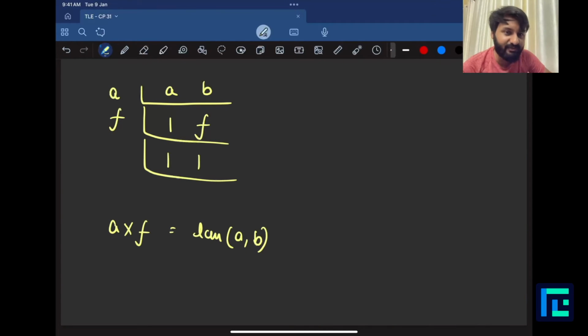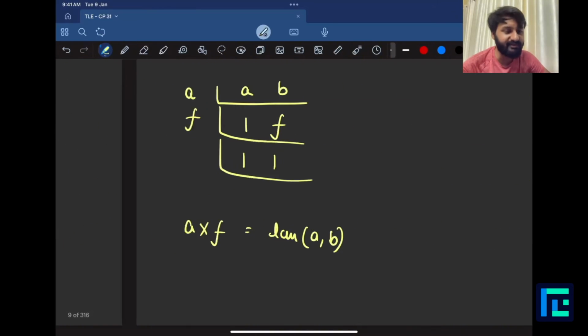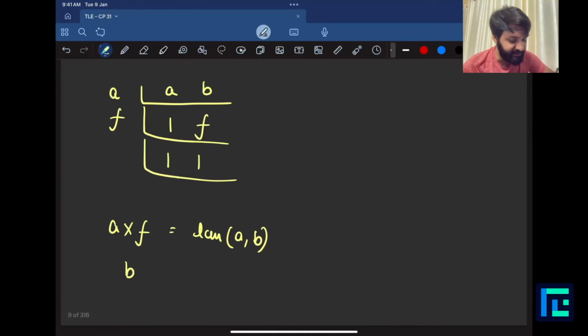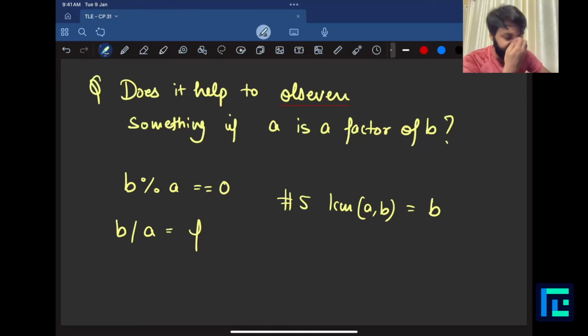Now A into F is what exactly? See, B by A was F. If you take A that side, A into F is B. That means B is equal to LCM of A comma B. So I have idea number 5 from now. If A turns out to be a factor of B, then idea 5 is that LCM of A comma B will be equal to B.